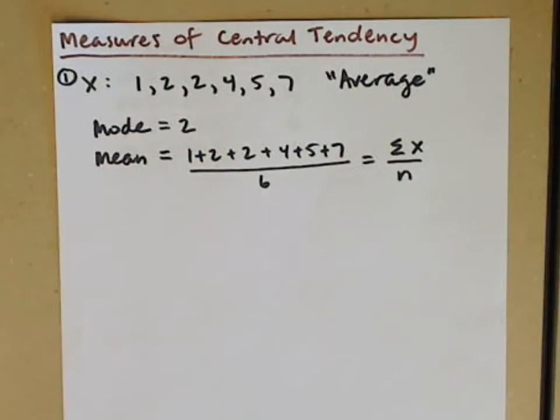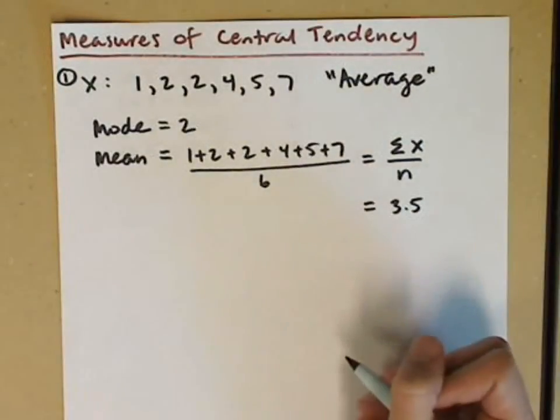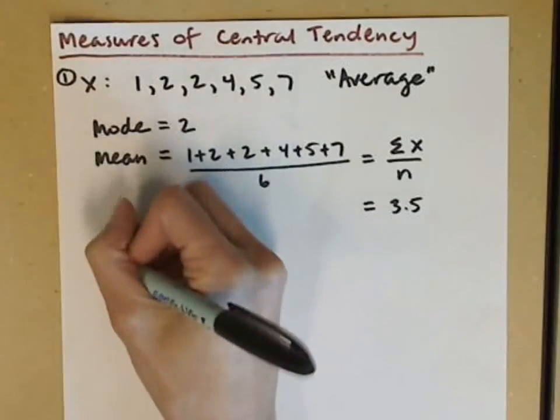I'm just going to be quick here and grab my calculator, and I'm adding up 1 plus 2 plus 2 plus 4 plus 5 plus 7, and I will divide that by 6, and we come up with our mean, which is 3.5.